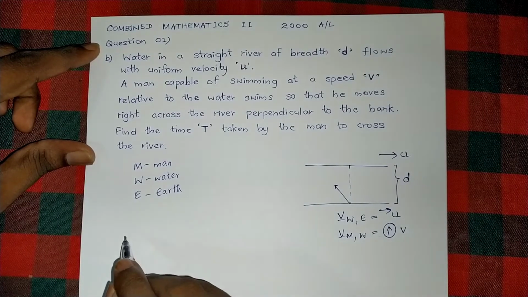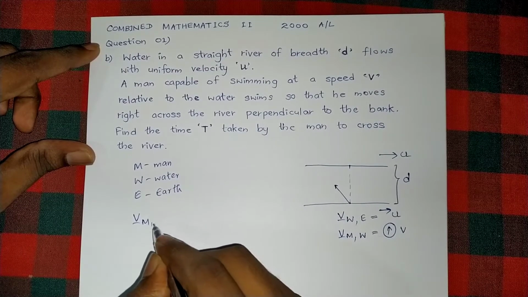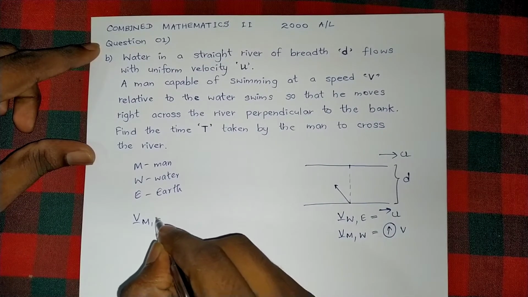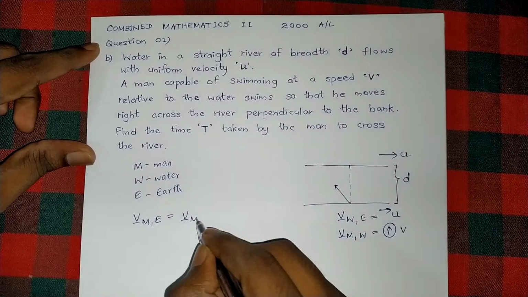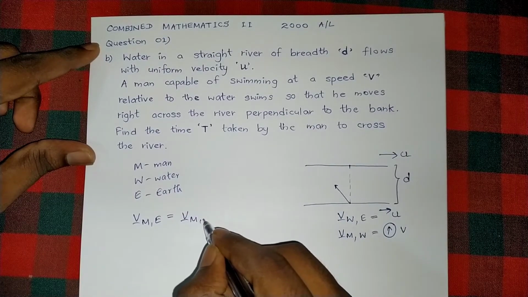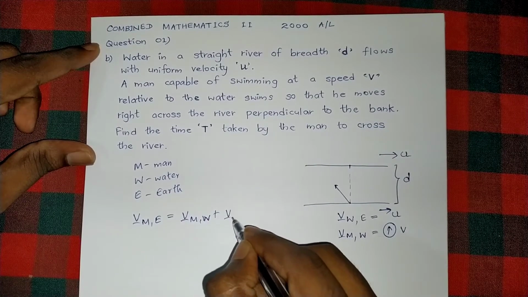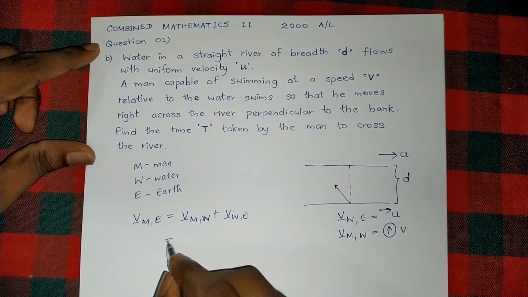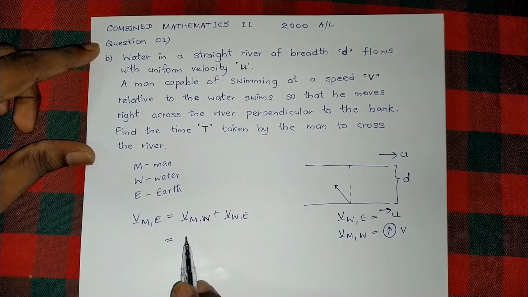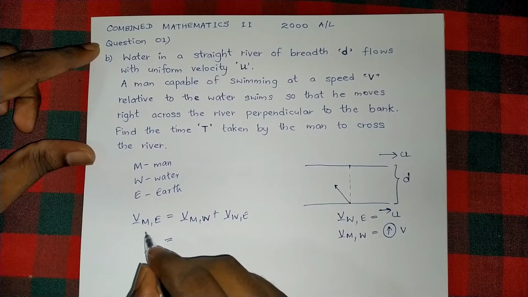Now we can find the velocity of man with respect to earth, relative to earth, is equivalent to man relative to water plus velocity of water relative to earth. Velocity of man relative to earth is perpendicular.